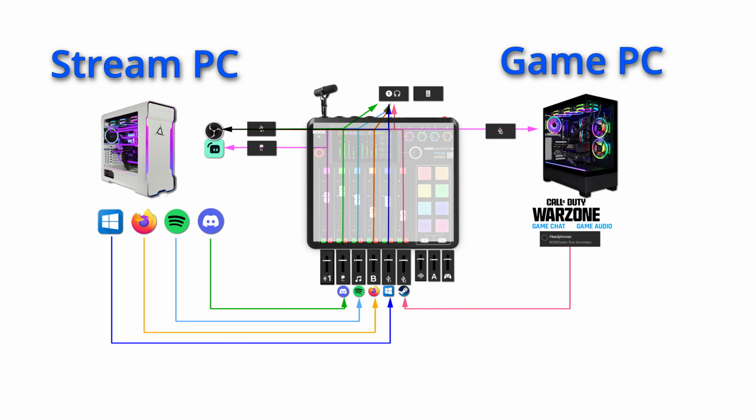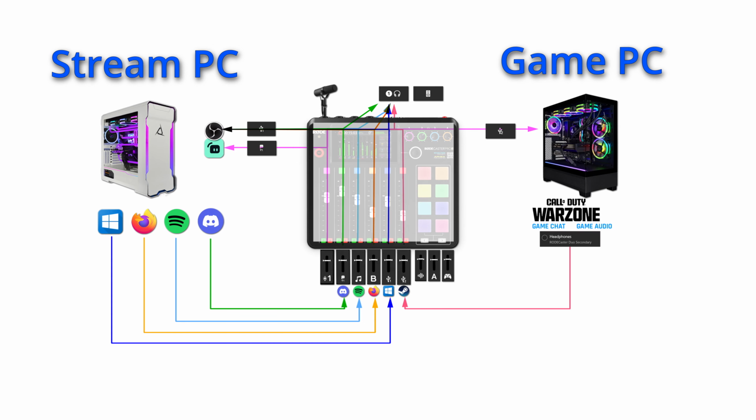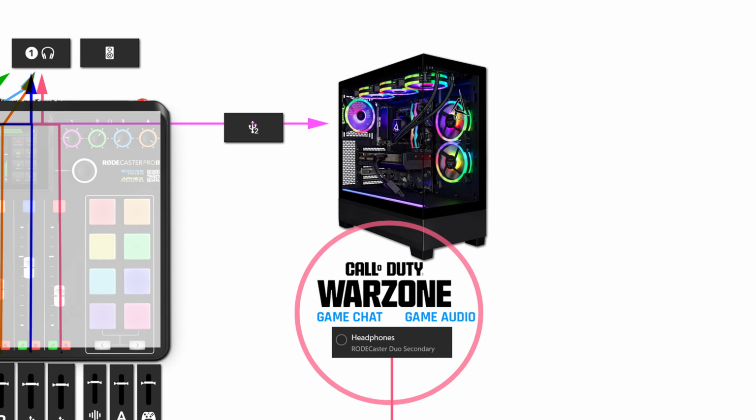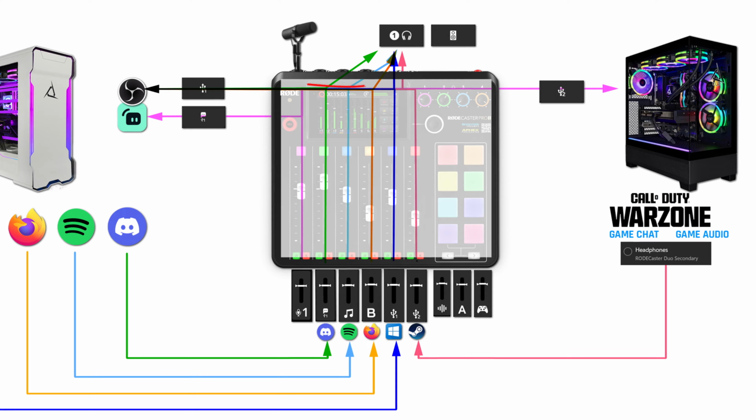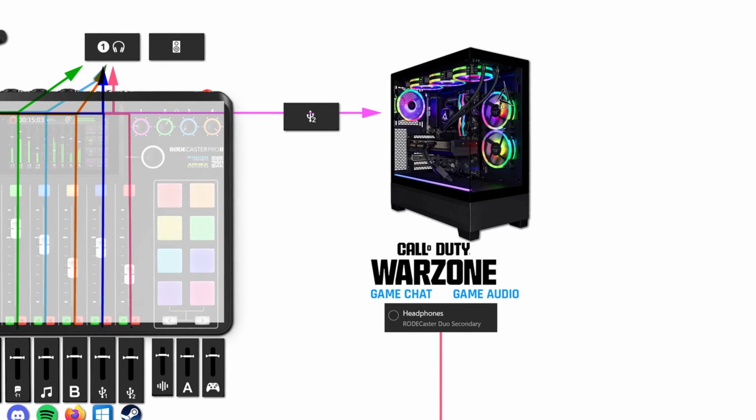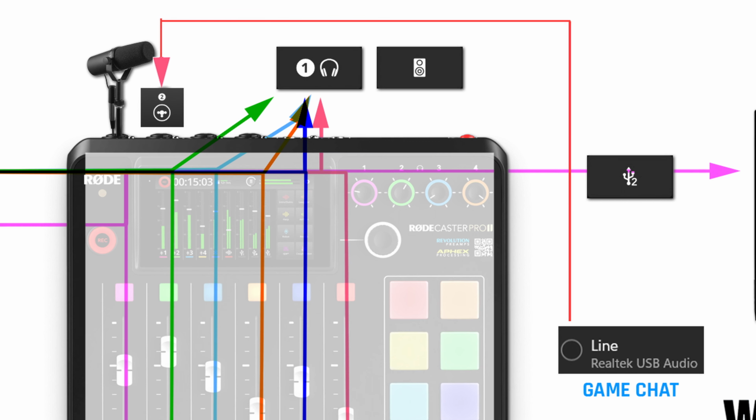As you can see in this diagram, this is our standard configuration. If you look at my latest RODECaster setup guide, this is what we ended up with. On our game PC, we have our game chat audio and our game audio both coming back into the RODECaster over USB 2. Now, as long as you have an extra combo jack available on your RODECaster Duo or your RODECaster Pro II, all you need to do is take that game chat and assign that to line out instead of headphones on the RODECaster Pro II or headphones on the RODECaster Duo. Then from there, we're going to plug that into the RODECaster on our Combo 2.